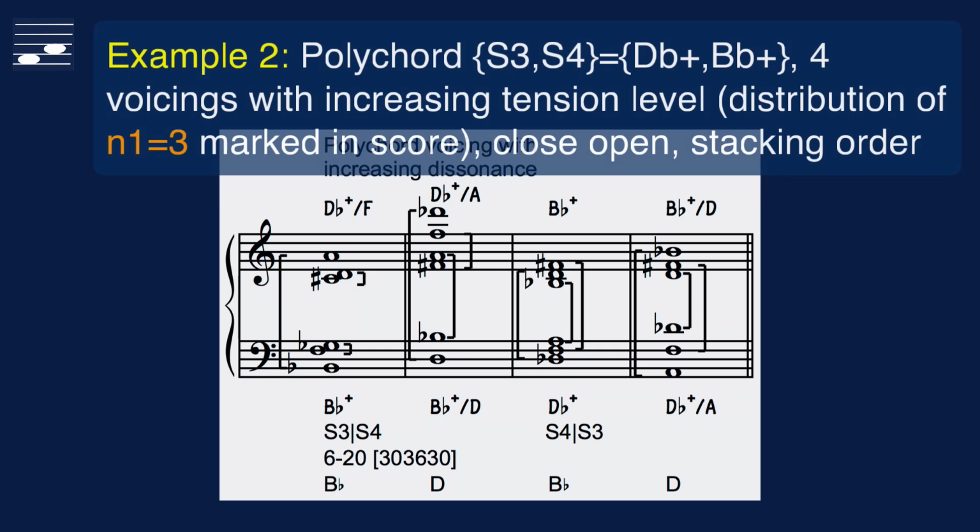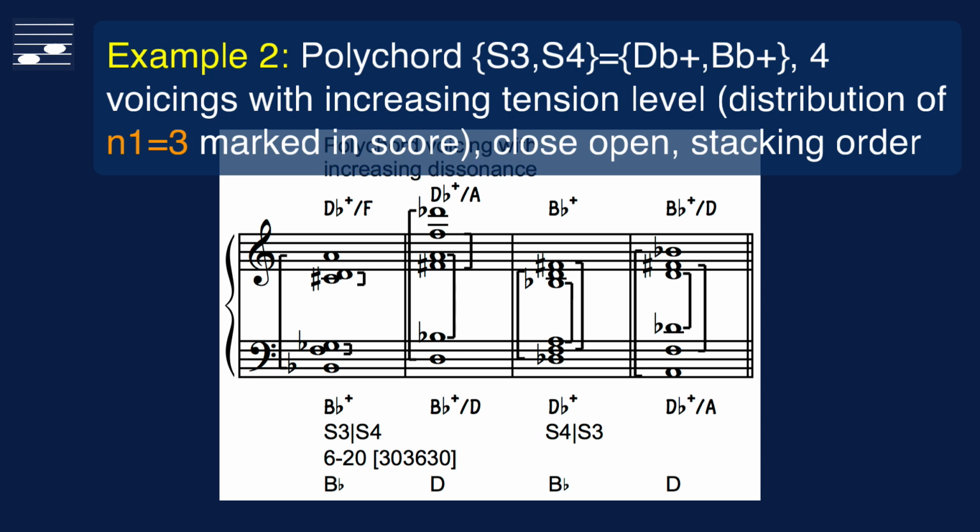In the other polychord we stack D-flat and B-flat augmented on top of each other. Again, there are 4 voicings with increasing tension level. The red bars indicate the occurrence of either an exposed or covered major 7th or minor 9th interval. Note that here we are investigating the chord tension differences within the category of already highly dissonant polychords.